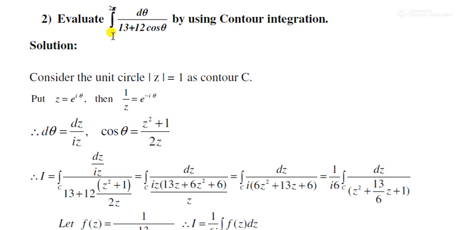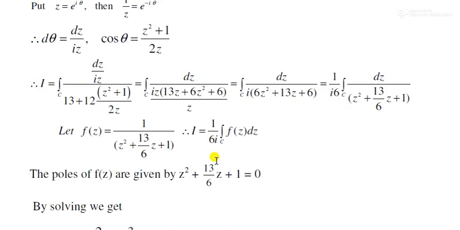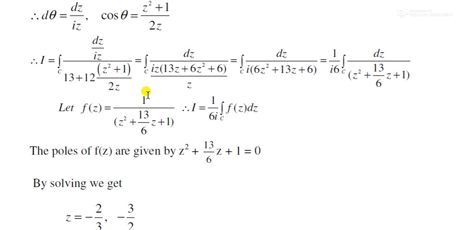So the integral will become the integral over C. Instead of dθ, it is dz/(iz), and instead of cos θ, it is (z² + 1)/(2z). After taking the LCM and simplification, you will get 1/(6i) times the integral over C of dz/(z² + (13/6)z + 1). So now f(z) is nothing but 1/(z² + (13/6)z + 1).